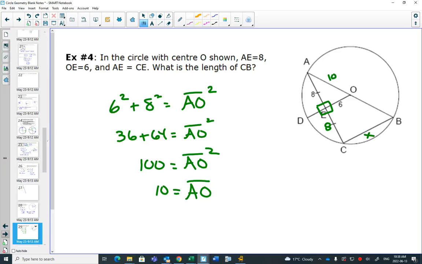So first of all, I knew that these sides were the same, so I knew these were 90. And then this made a right angle triangle, so I went a squared plus b squared equals c squared. I noticed this was just 3, 4, 5 times 2. Okay? If I know that AO is 10, I know that OB is 10.